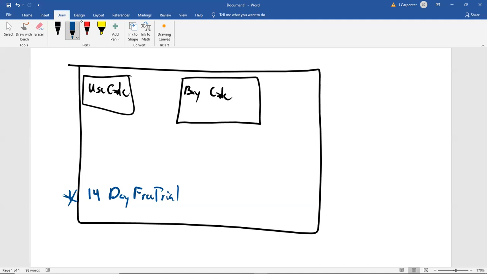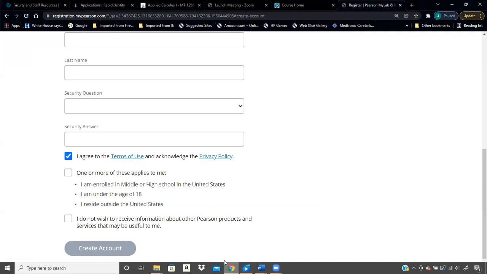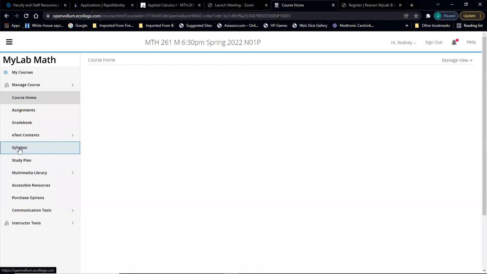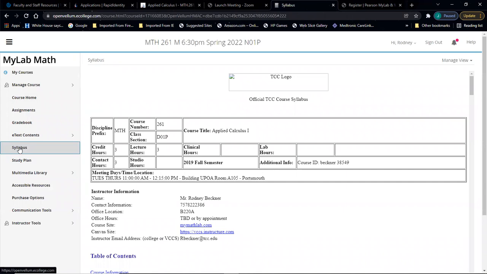And then once you do that, you'll have access to my math lab. And when you log in, it'll first look like this. So Math 261, Monday, 6:30 p.m. When you go in here, this syllabus is going to be an old one if it even exists. So don't get your syllabus from here. Get it from Canvas. I'll show you what Canvas looks like. Yeah, this was from 2019.